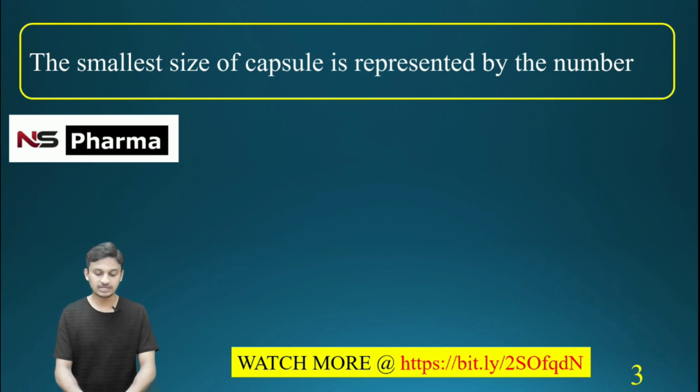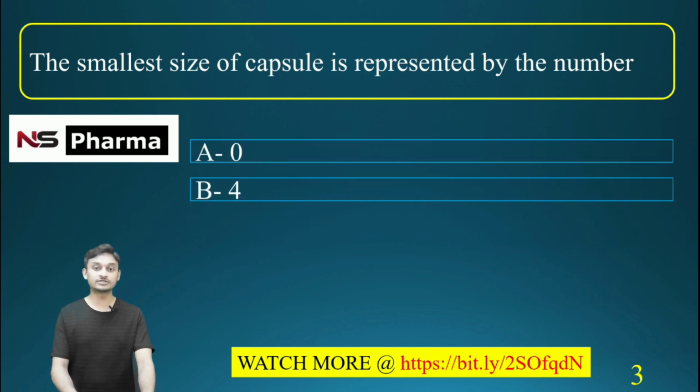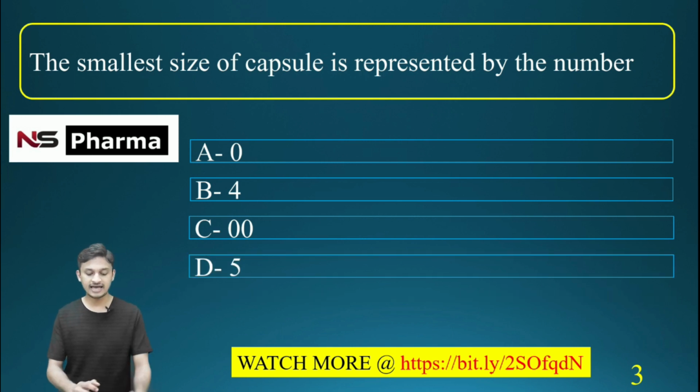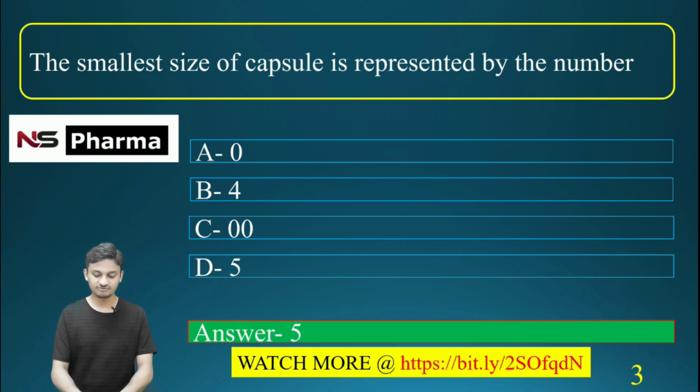Now we are moving to the third question. The question is, the smallest size of capsule is represented by the number. Options are: option A 0, option B 4, option C 00, option D 5. Which of the following has the smallest size of capsule? The correct answer for this question is option D, that is 5.